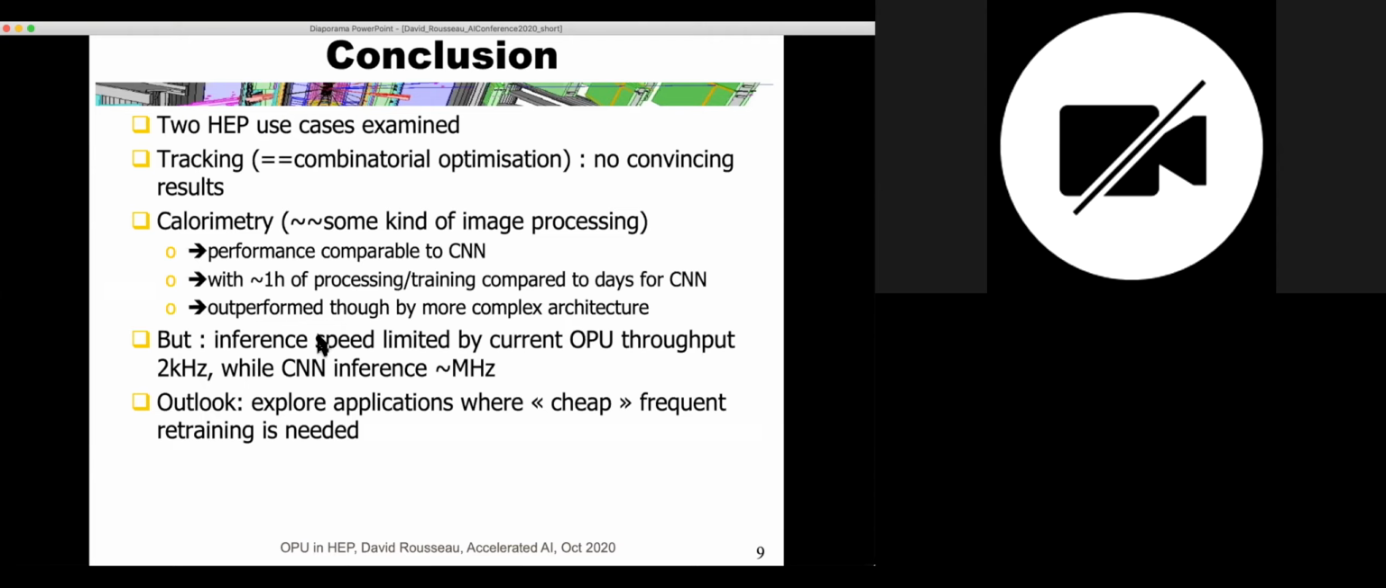However, the inference speed is limited by the current OPU throughput, which is 2 kilohertz, while for CNN inference, CNN is a pain to train, but once it's trained, it's super fast, and I put megahertz here as a guideline, but it can be even faster. So it looks like this OPU could have, in fact, a niche application in the case where we need to retrain, since what is cheap is the retraining, in the case where we need to retrain often. And this is kind of a program which we want to do.